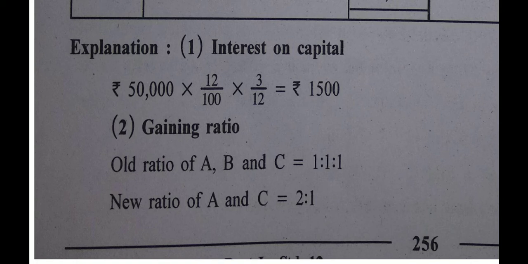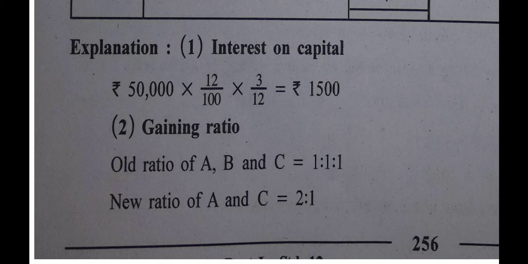12% interest, that is 50,000 into 12 by 100 gives you 6,000. 6,000 into 3 by 12 gives you 1,500. You can even directly do this as presented on your screen: 50,000 into 12 by 100 into 3 by 12 equals 1,500.